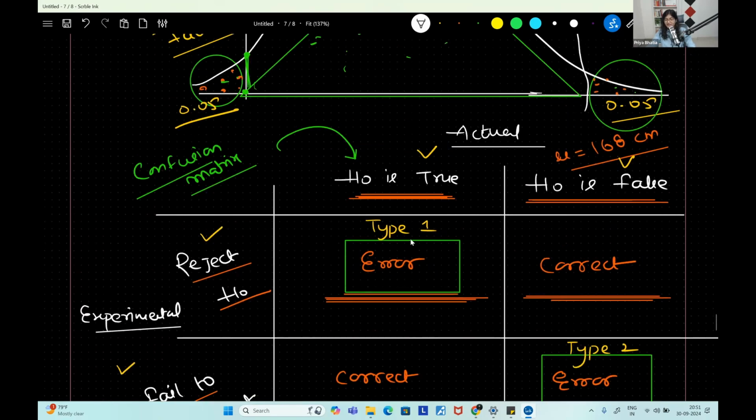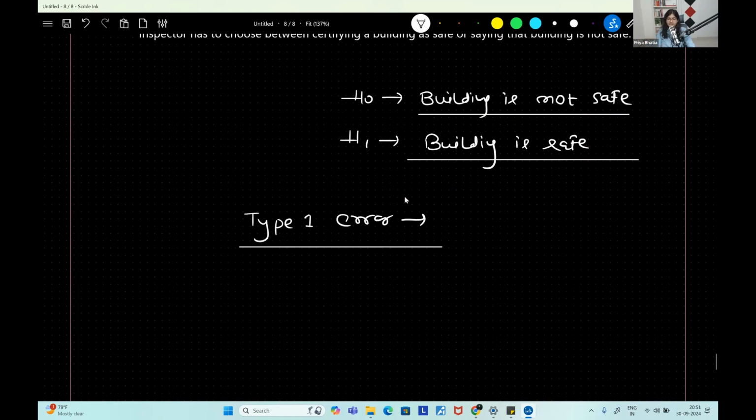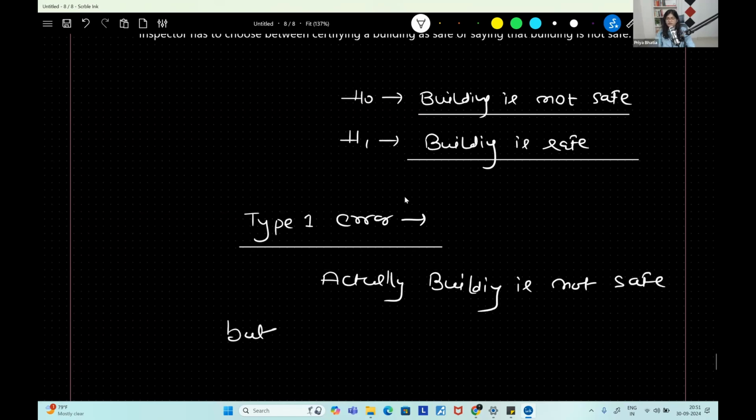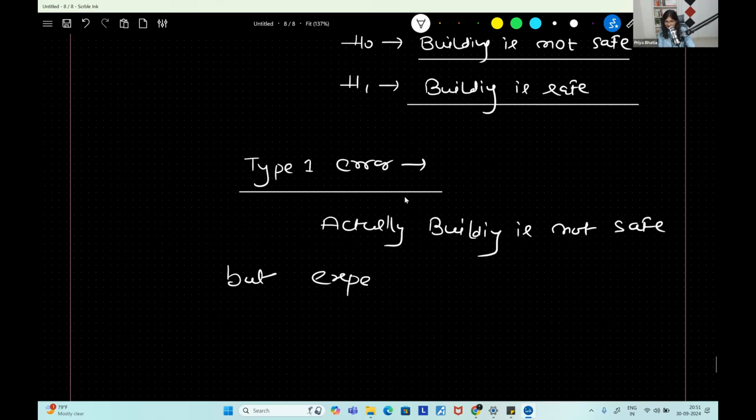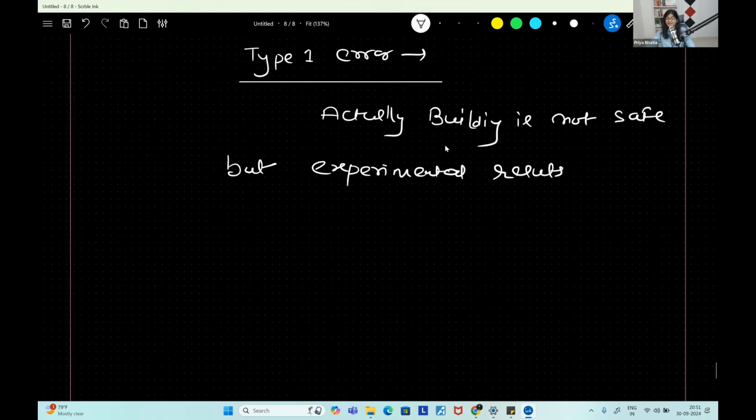Type 1 error is when the null hypothesis is actually true. What is the meaning of that? Actually the building is not safe. But the experimental results reject the null hypothesis, meaning the experimental results convey that the building is safe. Everyone, can I say this is the type 1 error?